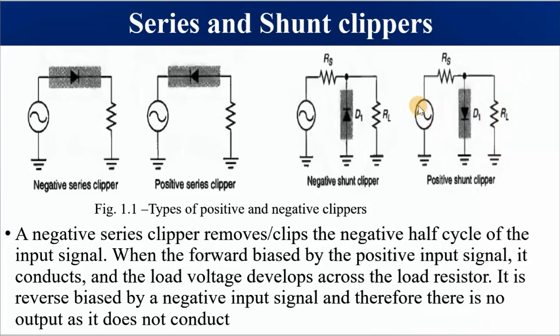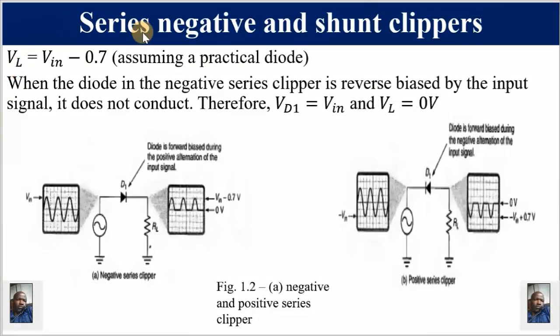But for a negative half cycle input, this is going to be off. Most of the current is going to flow through the load. Hence, we are going to have an output. So we are remaining with the negative half cycle, and we have removed the positive half cycle. Series negative and shunt clipper.